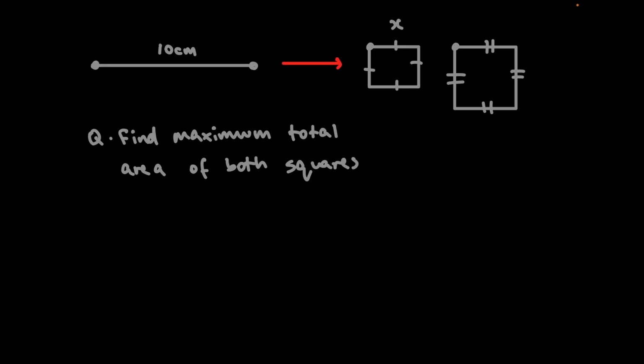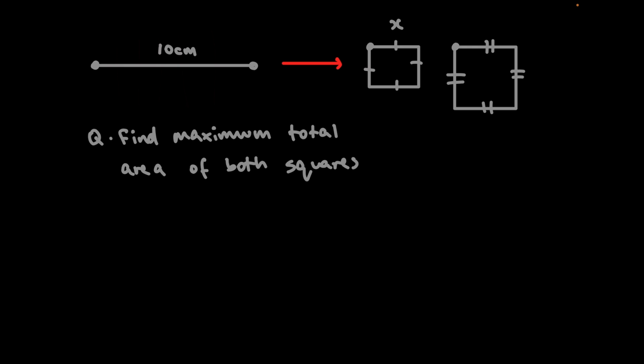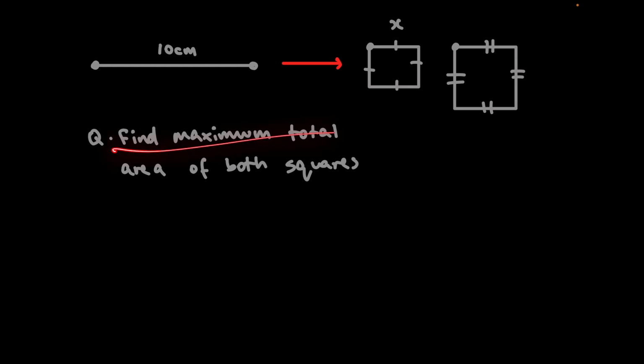Okay, and this is our last question. So we are told that a piece of string that's 10 centimeters long has been cut up into 2. It's been cut somewhere along the string. They have not told us where. And they've told us that they've made 2 squares out of this one piece of string. And we need to find the maximum total area of both of these squares.